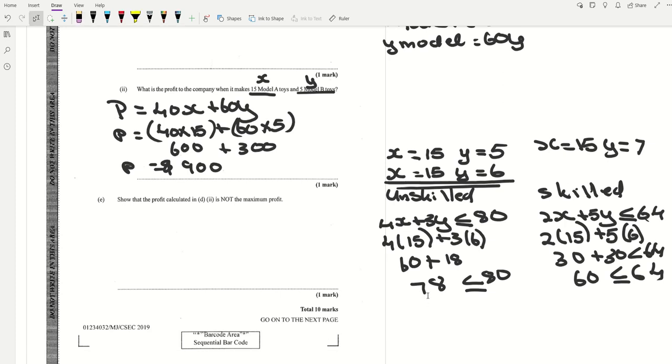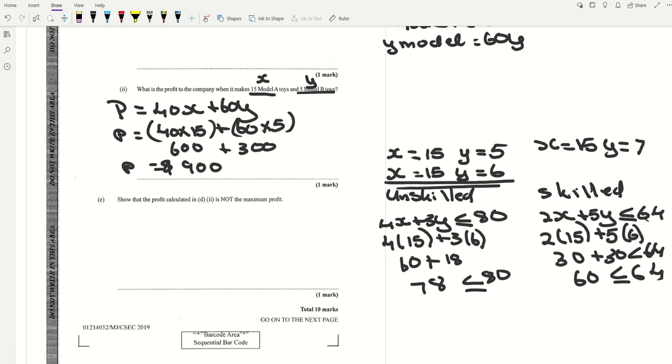So we have 78 hours to make 15 models of A and 6 models of B, and 60 hours to make 15 models of A and 6 models of B. You can also try x equals 15 and y equals 7, but you'll get more than 80 and more than 64, which is not something we want. We don't want them going overtime. We want them to be working for the exact amount.